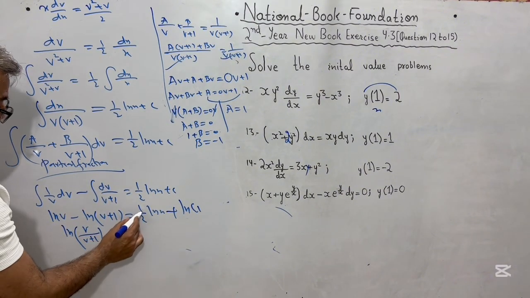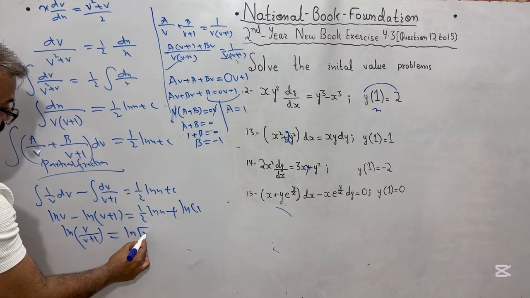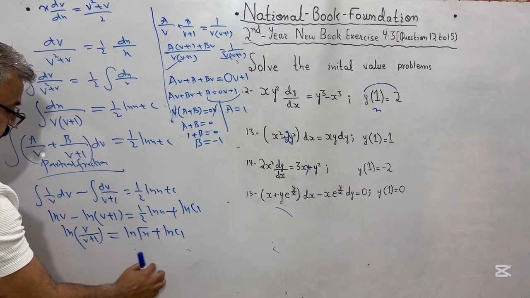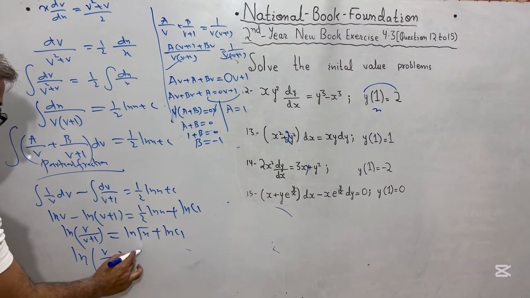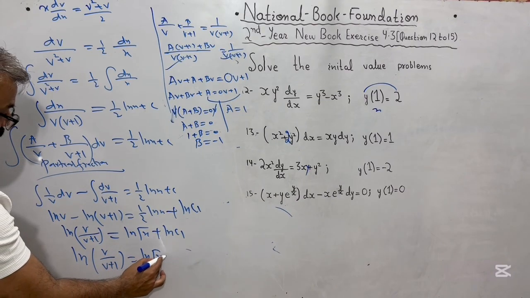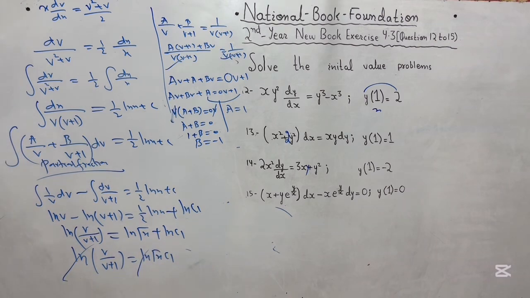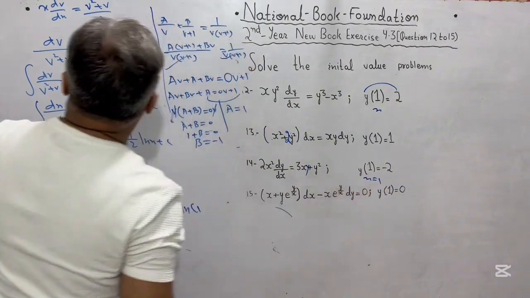Coefficient can be converted to power. It will become ln under root x, and it is ln c1. Merge them: ln v over v plus 1, we have ln under root x times c1. Taking e as a base, ln cancelled out. Apply the initial condition. In that case, x is 1 and y is minus 2.